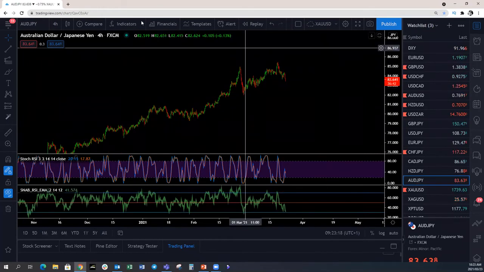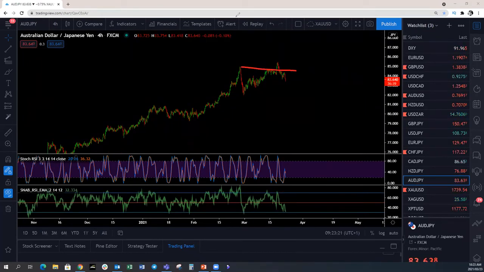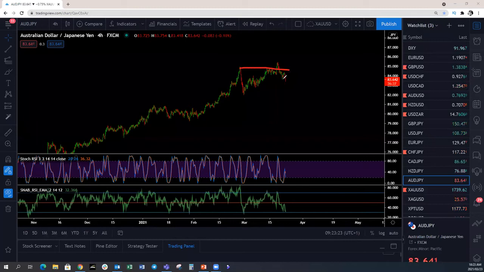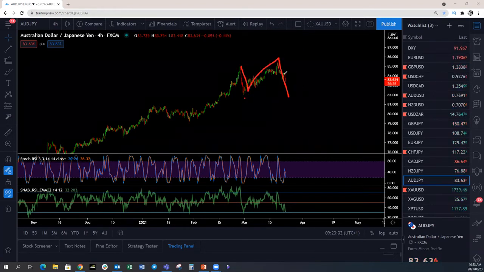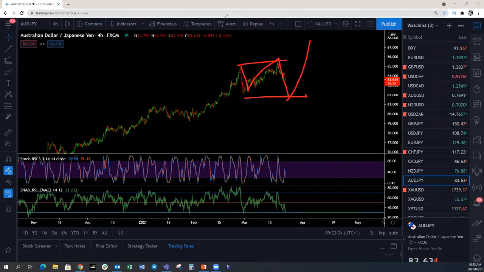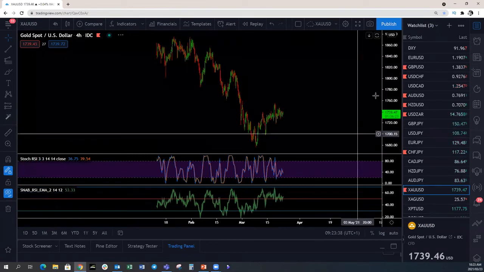AUD has not reached that level, but could make an expanding flat, or a running flat rather. Could make a running flat with a reversal at any point here. So let's see how far we get to the downside. We're still expecting more downside. 1, 2, 3. You can see it's playing out exactly as expected. That is AUD/JPY. Gold.